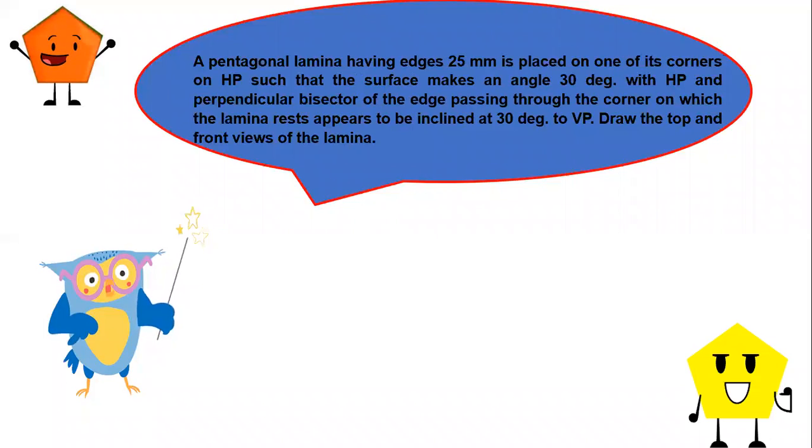So it is a pentagonal lamina. Edge is equal to 25 mm and it is placed on HP on one of its corners. The next position is it makes an angle of 30° with HP. And the third position is the perpendicular bisector of the edge passing through the corner makes an inclination of 30° to VP.